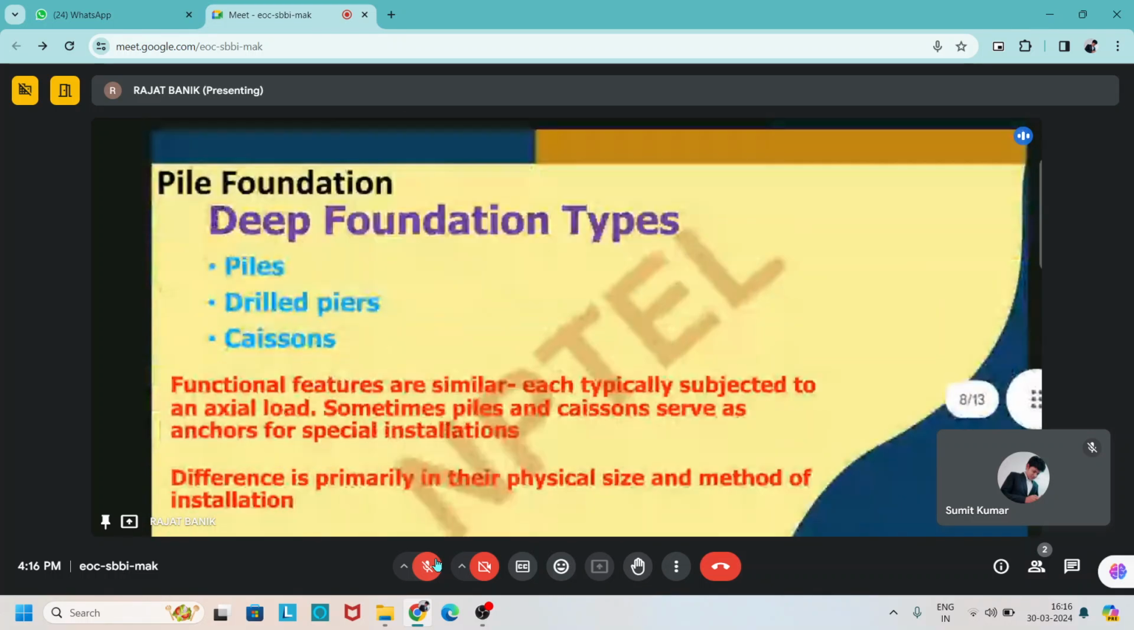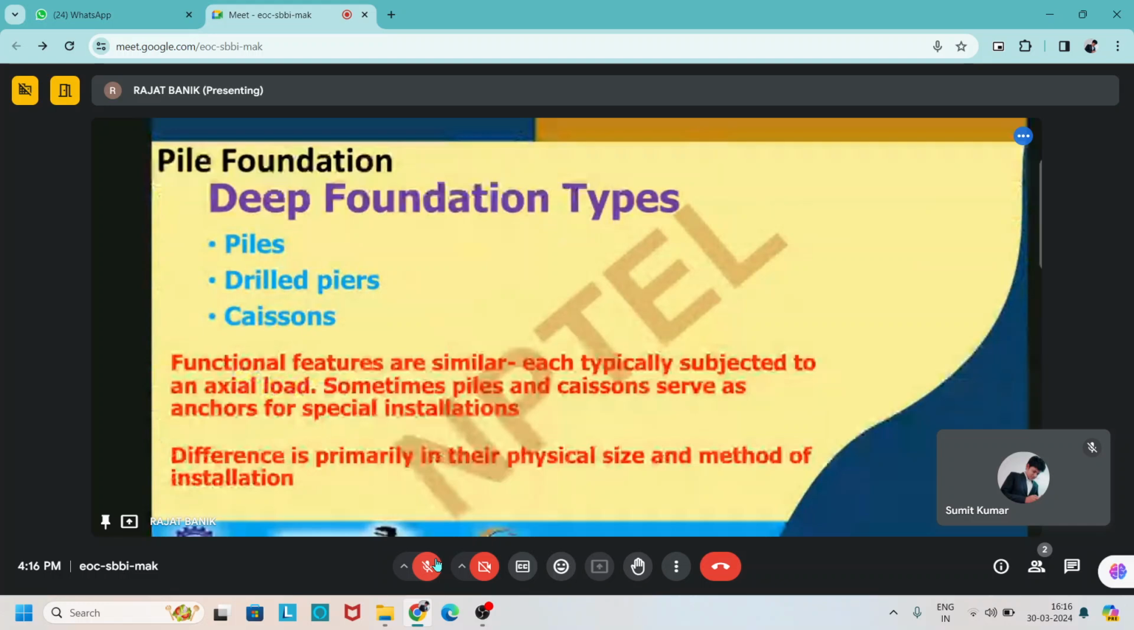Now there are different types of deep foundation: pile, drilled piers, and caissons. We already studied them. Functionally, the features are similar, typically subjected to an axial load. Sometimes piles and caissons serve as anchors for partial installation. The difference is primarily in their physical size and method of installation.